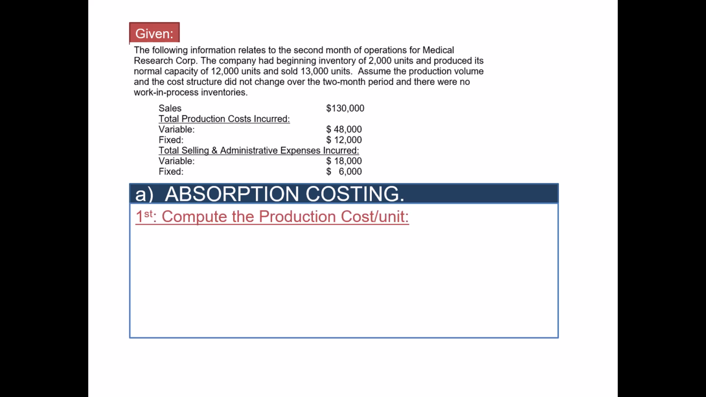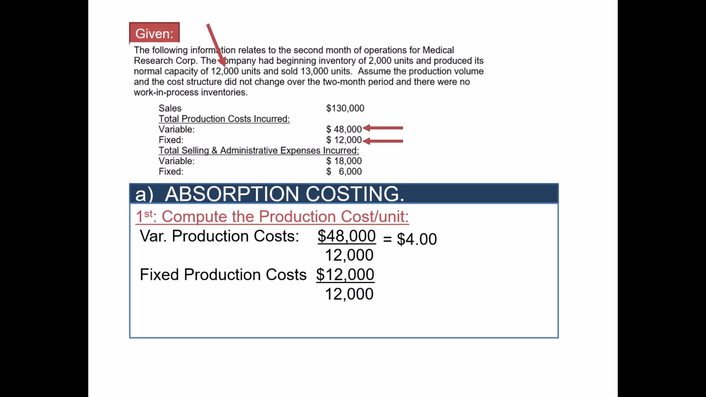To be able to prepare the income statement or value ending finished goods inventory, we will need to compute the production cost per unit. And if you'll recall, under absorption costing, you will want to include all product costs. The variable production costs are $48,000. Those were incurred to produce 12,000 units. So the cost per unit is $4. The fixed production cost is $12,000. That will be distributed over the 12,000 units produced, giving us $1 per unit. The total production cost is $5 per unit.